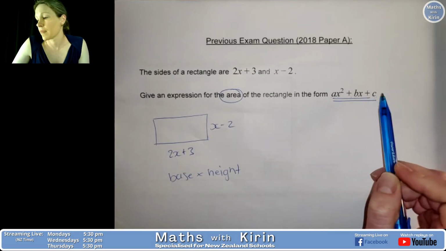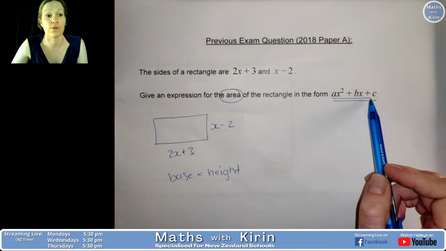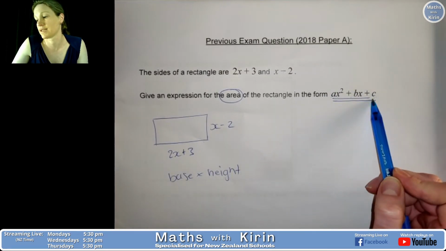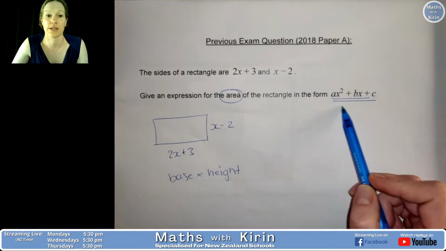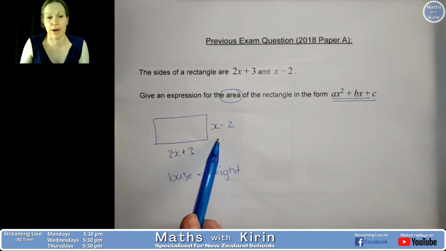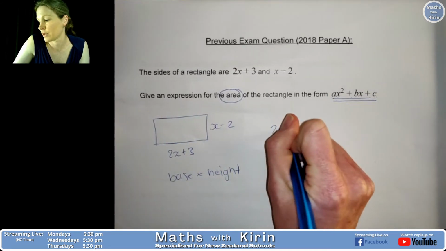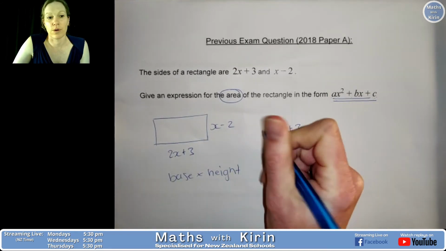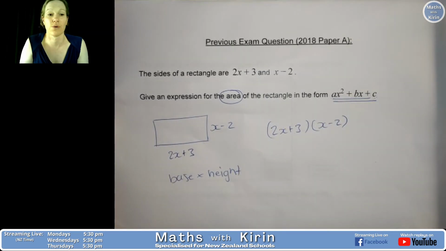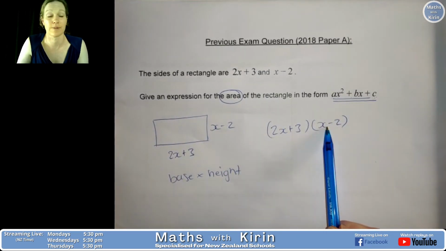And so those examples that we just did before, where we were expanding out two brackets, we ended up with an x squared term, an x, and a number at the end. That's all that this is saying. Okay, so to find the area, we want to multiply base times height. So base is 2x plus 3. We want to multiply that by all of x minus 2. So all they're asking us to do is expand this.